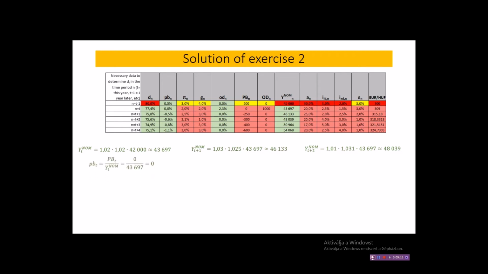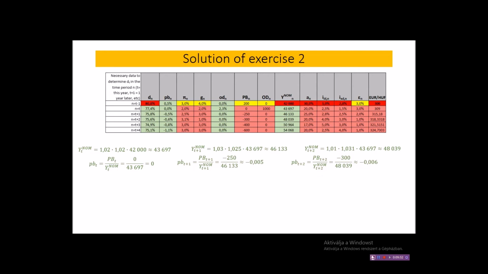Lowercase pb is also a calculated value, but it is also very simple. You can calculate lowercase pb, which is the primary balance as a percentage of GDP, by simply dividing pb by epsilon, so the primary balance by the nominal GDP. If we are looking at the T period, we can see that the primary balance was 0, so no matter what the value of the nominal GDP is, the ratio will also be 0. You can also calculate this value for the periods T plus 1 and T plus 2. You can see the solutions here.